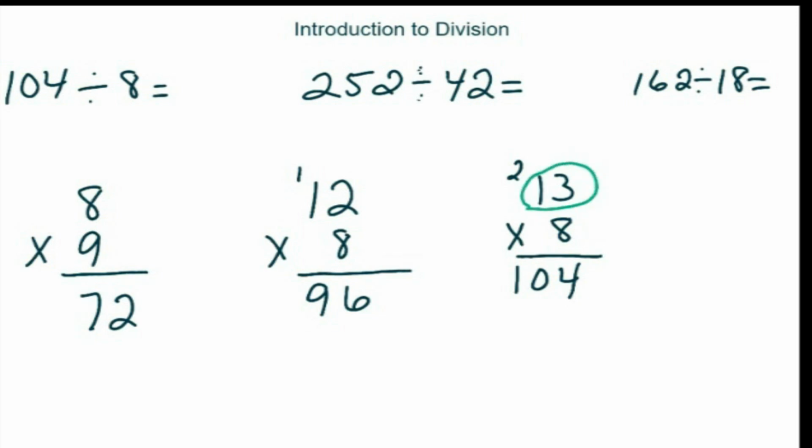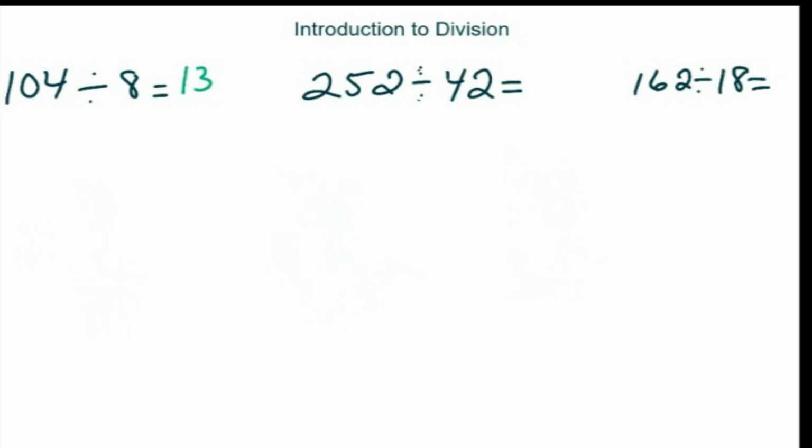Okay, so 13 is our answer to this division problem. 13 times 8 is 104. Therefore, 104 divided by 8 equals 13. 8 goes into 104 13 times.